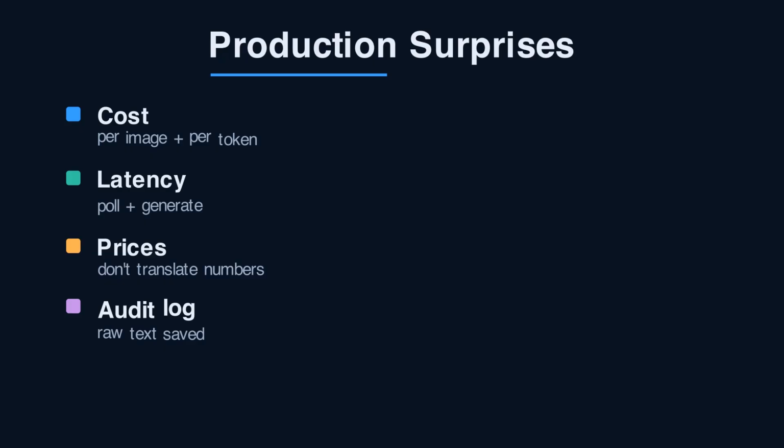Prices on menus confuse the model. Tell it to leave numbers untouched. Handwritten specials wreck OCR. Flag low confidence for human review. And log the raw text. When a user disputes an allergen call, you need the audit trail.